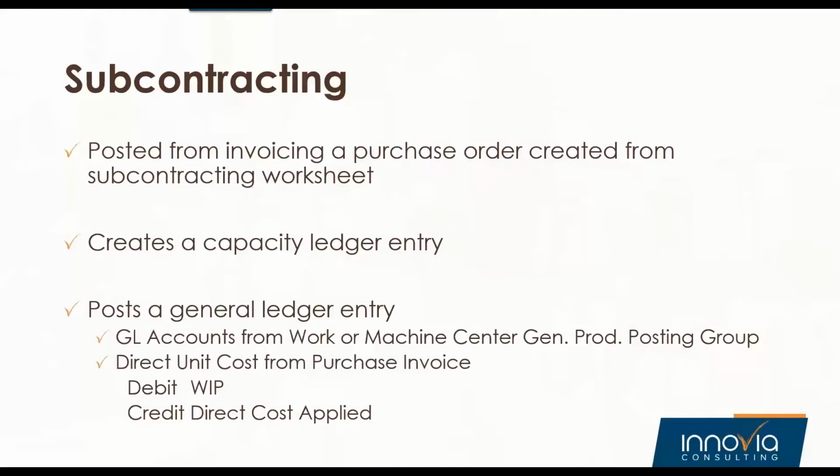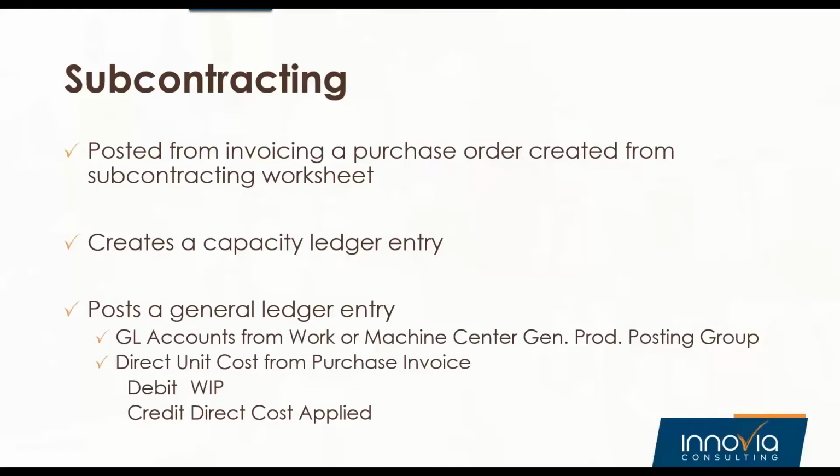When you use subcontracting, you're going to calculate subcontracts in the subcontracting worksheet, which will then create your purchase order. And when you invoice that purchase order, it will create a capacity ledger entry for that subcontracting time. And again, when it creates that capacity ledger, if you have automatic cost posting, it'll make the GL entry. Otherwise, it will when you run adjust cost item entries.